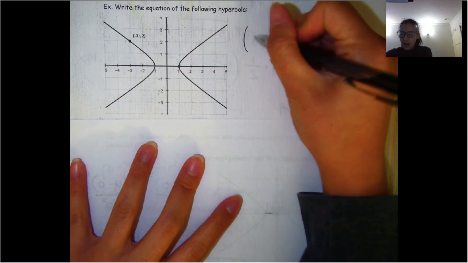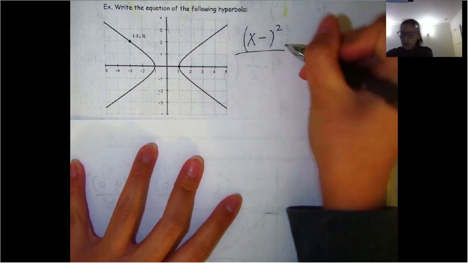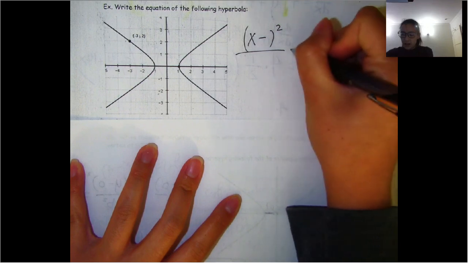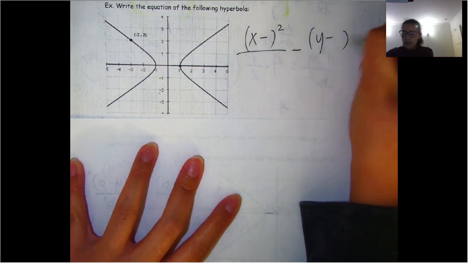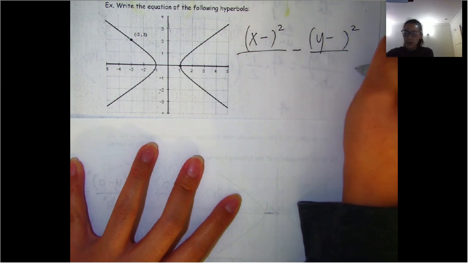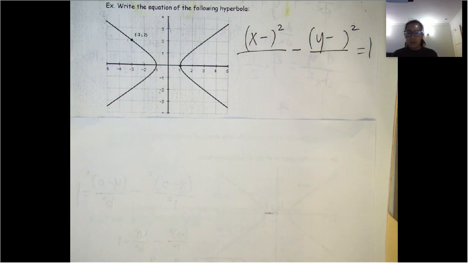So that'll be x comes first. So x minus something squared over a squared, minus y minus something squared over b squared, and then equals 1. Don't you forget that equals 1. Equals 1 is super important because that's what makes it an equation.